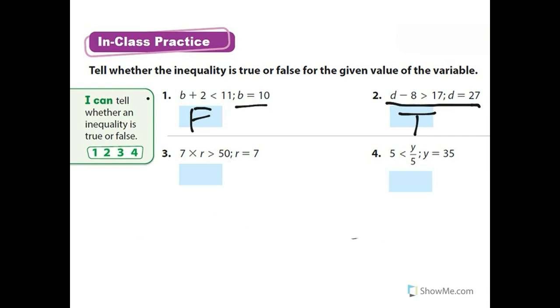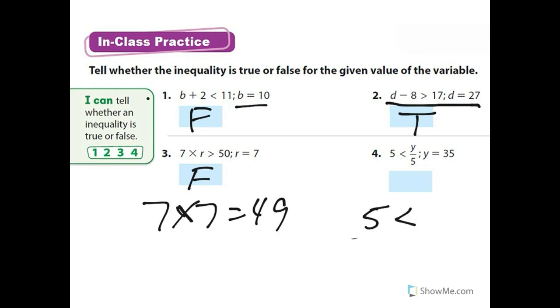Alright, so 7 times 7, because I'm replacing r with 7, is 49. Is 49 greater than 50? No, it's not. That's false. Next, 5 is less than 7, where 35 divided by 5 is 7, not 37. Is that true? It is.